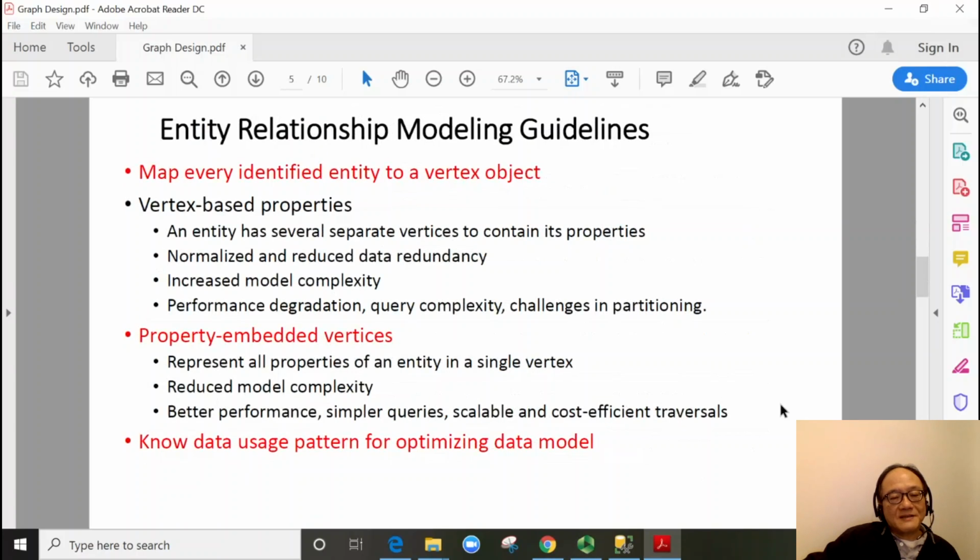When we do the entity relationship modeling for graphs, generally speaking, we want to map an entity to a vertex, and we use the property-embedded vertices technique. In other words, we do denormalization. This gives us better performance, simpler queries, and a scalable graph database. But again, we want to pay attention to the data usage pattern so that we can create the best model for a specific scenario.